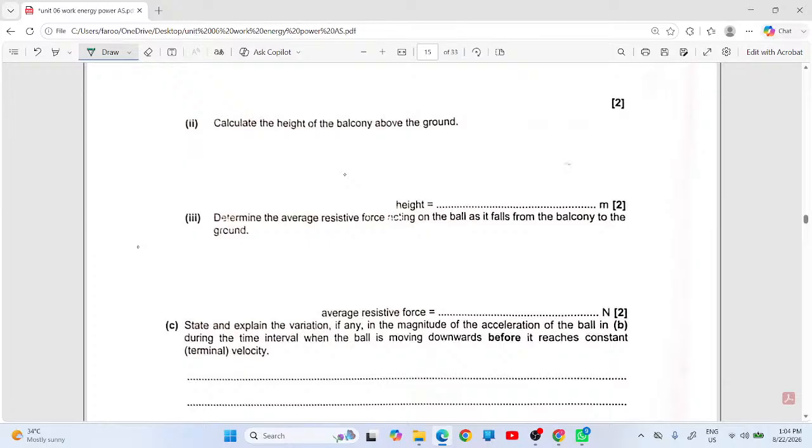So the change in potential energy equals mgh. Next, we have to find h. The change in gravitational potential energy is mgh. The change in potential energy was 60 joules and the mass is 0.18.